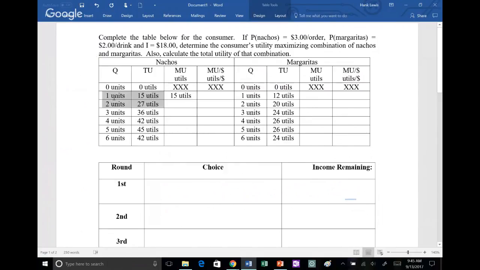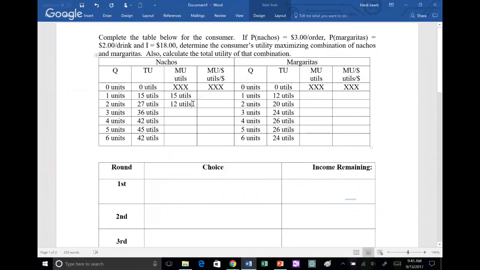I'm going to talk through one more. 27 minus 15 is the change in total utility from the first to the second nacho. You say, why aren't you going back to 0? We already had the first one, so the change goes from unit 1 to unit 2, or from the first plate of nachos to the second. 27 minus 15 equals 12 utils, and 2 minus 1 is equal to 1 unit. 12 divided by 1 means 12 utils.